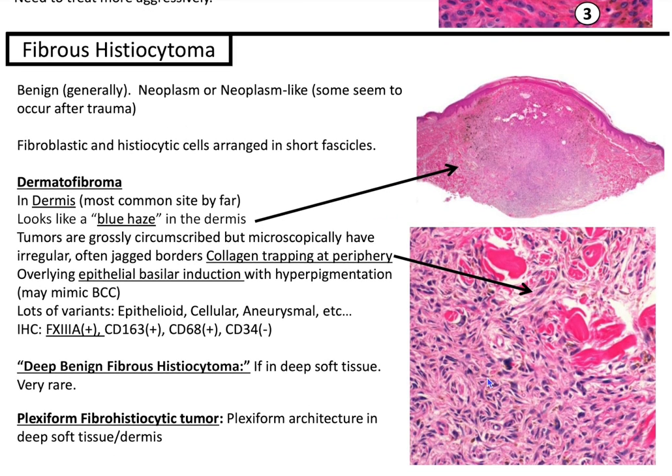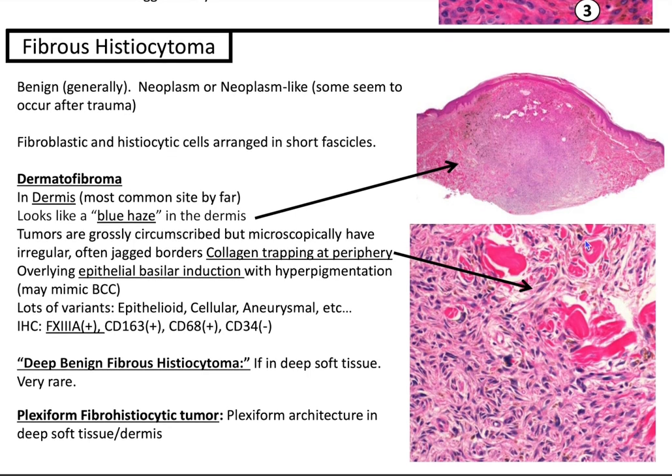Fibrous histiocytoma. This is benign, generally, and it's neoplasm or neoplasm-like. Some think these occur after trauma. And you have fibroblastic and histiocytic cells arranged in short fascicles. So in derm path land, these are called dermatofibroma. In the dermis, looks like a blue haze in the dermis from low power. They're grossly circumscribed, but microscopically have irregular, often jagged borders. As you look closer in your microscope, you'll see collagen trapping at the periphery.